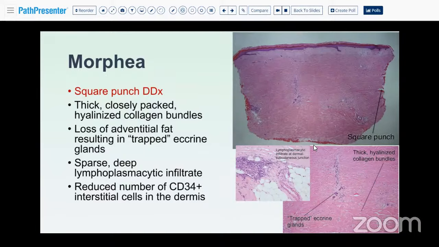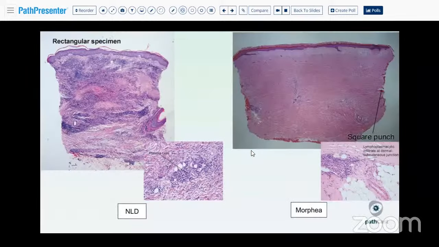Loss of adventitial fat can result in trapped eccrine glands. And there is a sparse, deep lymphoplasmacytic infiltrate. Another thing that they might test is that there's a reduced number of CD34 positive interstitial cells in the dermis. So that's a nice, helpful finding. You can do a CD34 stain and it is absent in the dermis of morphea.